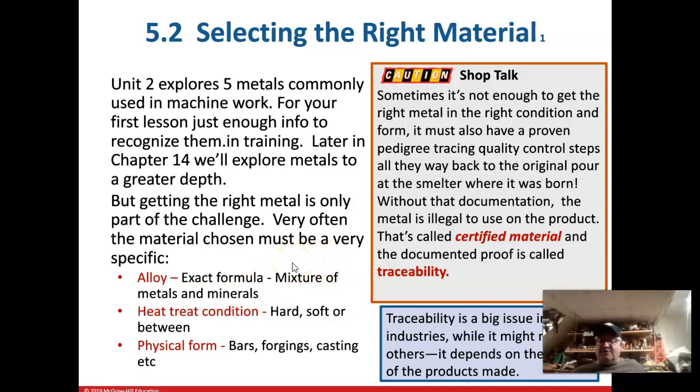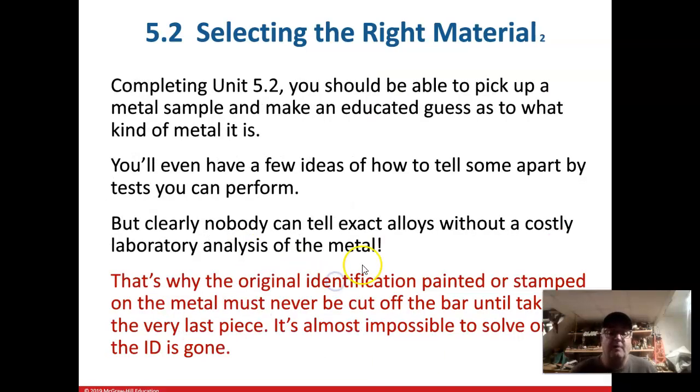Alloys, of course, are a mixture of different types of metals and minerals, and each of these have different types of combinations. We'll talk about the heat treating conditions. Hardness and softness are somewhere in between. A little bit about what it means to anneal something or to work harden different things. And then, of course, we'll talk about all the different ways that our material is going to come to us when we're getting ready to put it into the machine and actually start machining it.